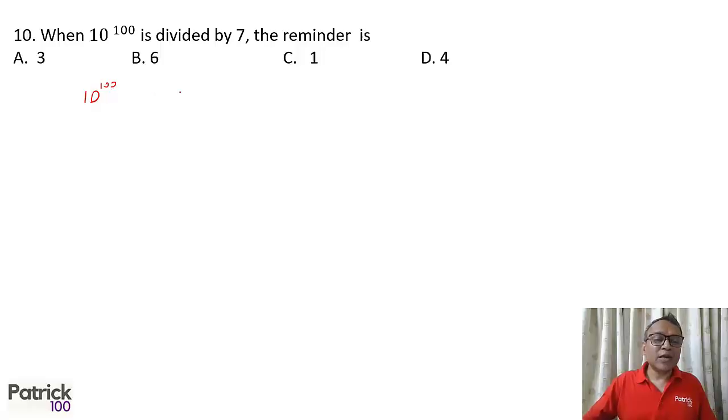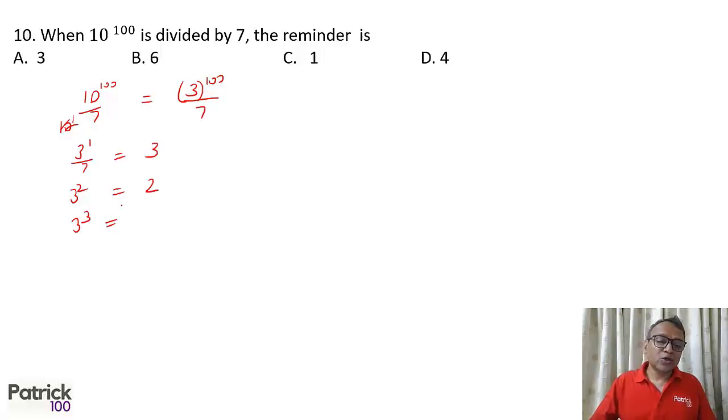Now, technically, when I divide 10 raised to 1 by 7, so 10 divided by 7, the remainder is 3. If you look at it, 3 raised to 100, same. So when I take 3 raised to 1 divided by 7, what's the remainder? 3. 3 squared divided by 7, what's the remainder? 2. 3 cubed is 27. 27 divided by 7, remainder is 6.